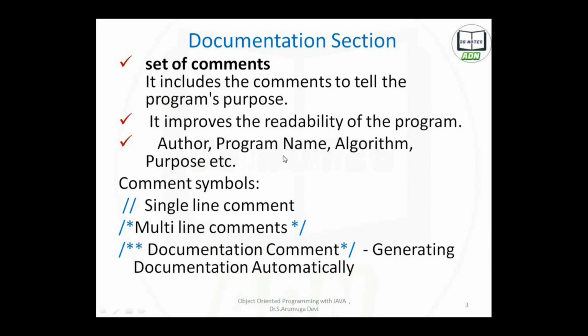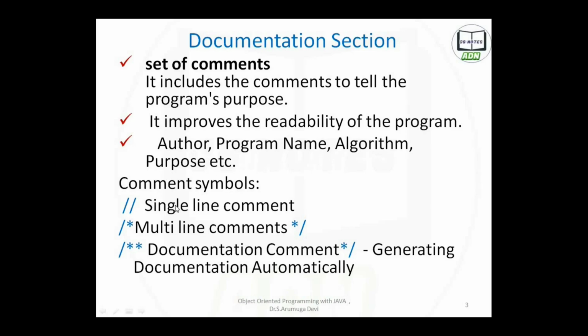First section, documentation section. This is also called the comment section. It contains a set of comments. What is the purpose of comments? Comments improve the readability of the program. Usually, comments say who is the author, what the program name is, what algorithm we have chosen, and the purpose of a line. These statements can be included in between the program or at the start. Comments can be included wherever you want, but at the front of the documentation section, write the author name, program name and algorithm purpose.